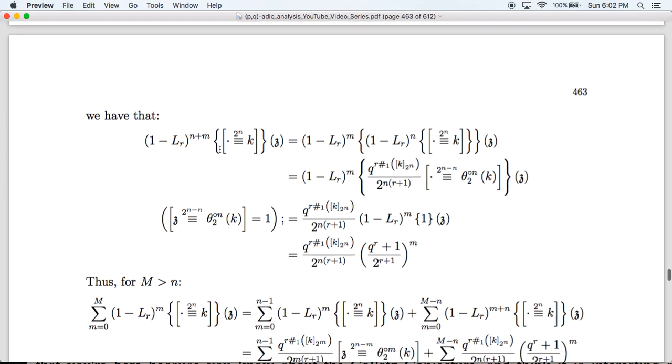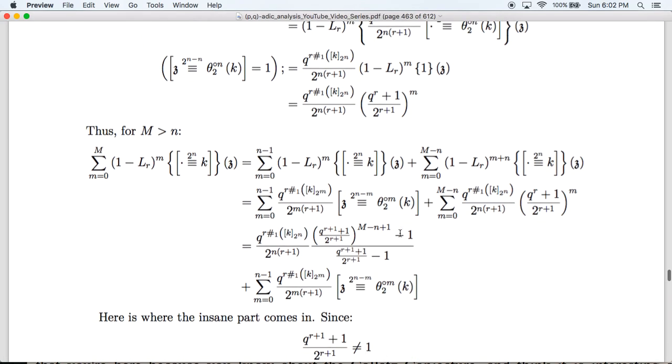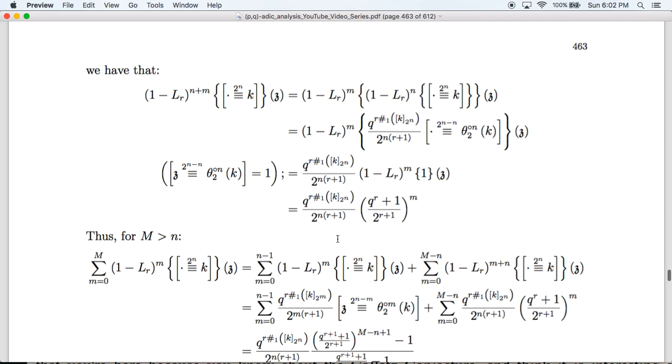So what this says is that if we apply 1 minus LR m more times than the exponent of the modulus here, that's the same thing as multiplying by this factor. Now this is actually very significant, because it turns out this is our untangling method. It's the exact same idea, except before we were looking at the untangling from the Fourier transform side, but here we're looking at it from the F series side.